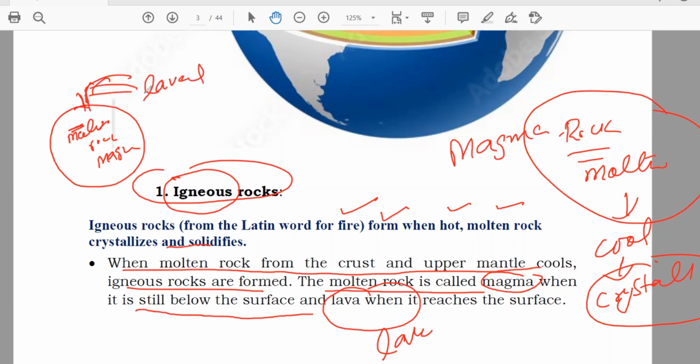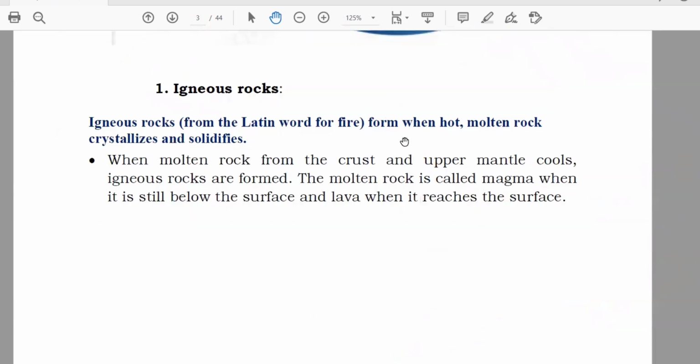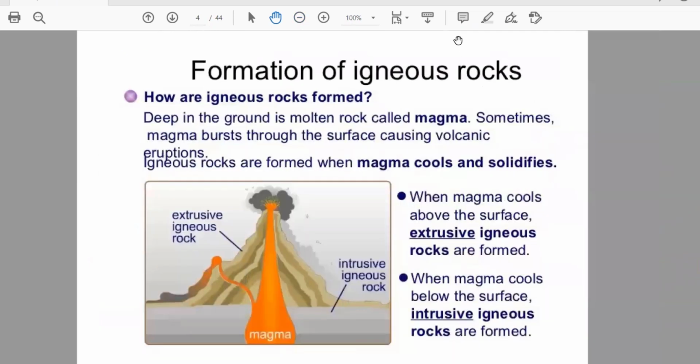So this is the main difference between magma and lava. Both are molten rocks. But when it is under the ground, it is known as magma, and when it comes out of the ground, it's known as lava. Now here we'll see in detail how they are formed with the help of a diagram.